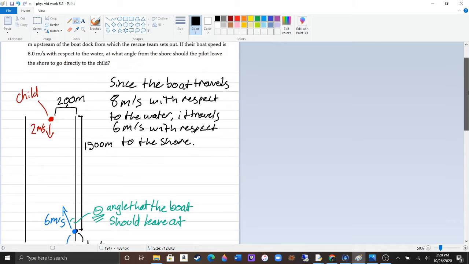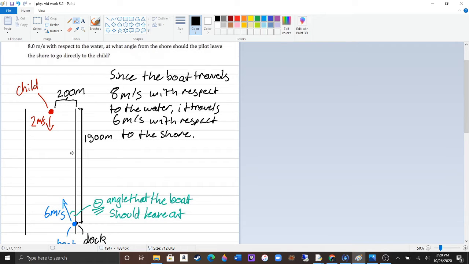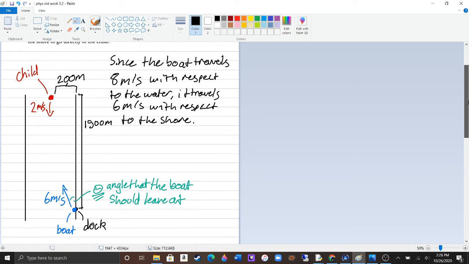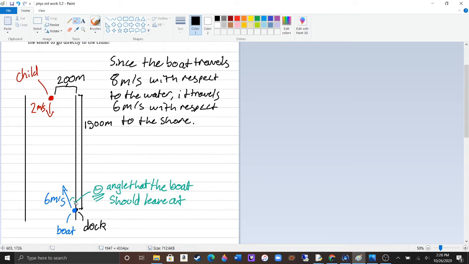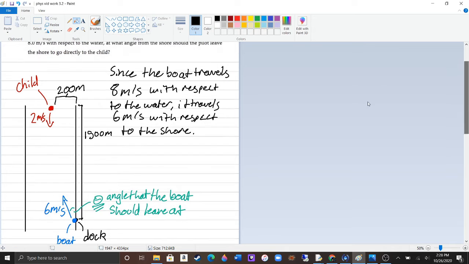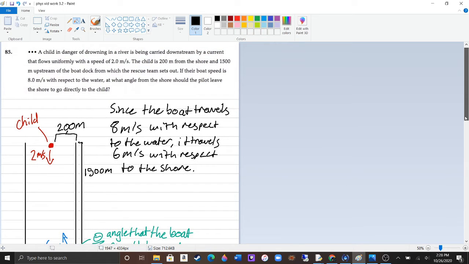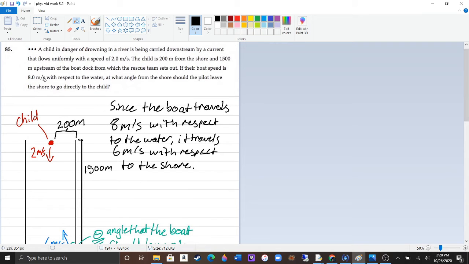So we can draw this. This will represent our river, and we have our child, which is the red dot, and the dock and boat, which are in the same place at the start. The boat is represented by the blue dot and will travel in this direction, while the child will travel in this direction downstream. So the first thing to realize is that when it says 8 meters per second with respect to the water, it is not talking about with respect to the shore, obviously.